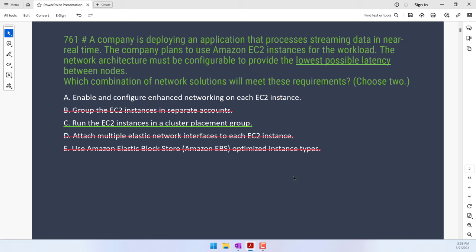A company uses an organization in AWS Organizations to manage AWS accounts that contain applications. The company sets up a dedicated monitoring member account in the organization. The company wants to query and visualize observability data across the accounts by using CloudWatch. Which solution will meet these requirements?